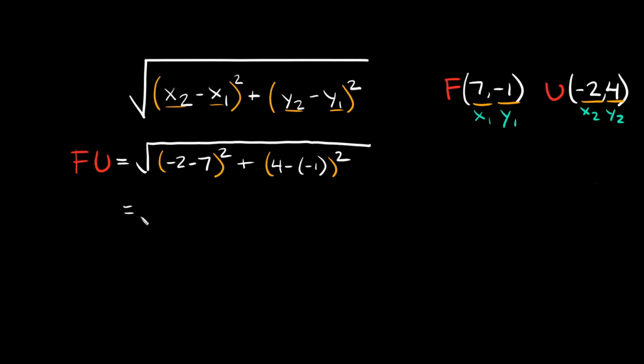So then simplifying this some more, first of all, we have negative 2 minus 7, so that's equal to negative 9, right?